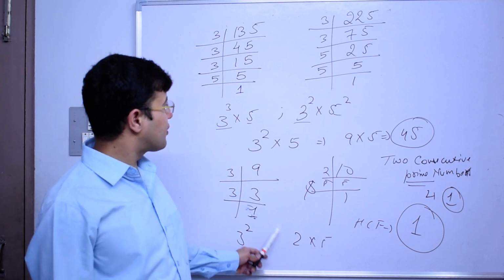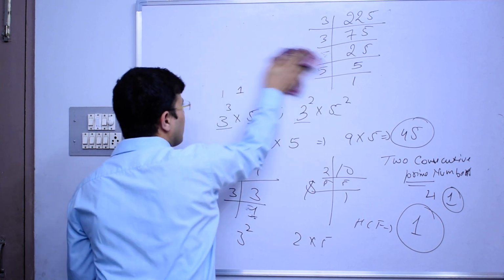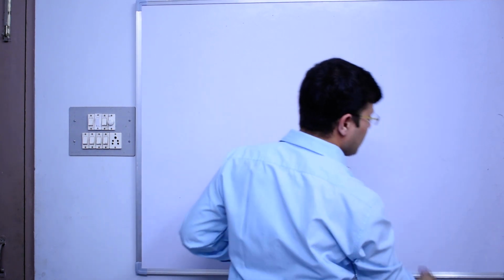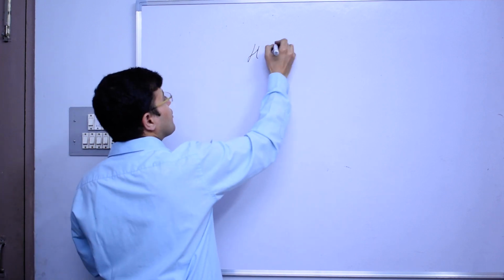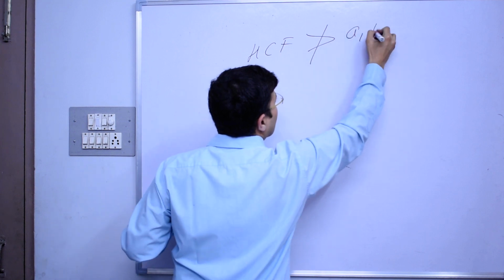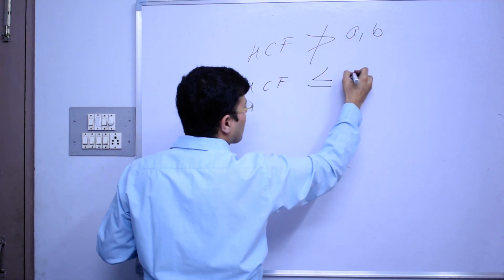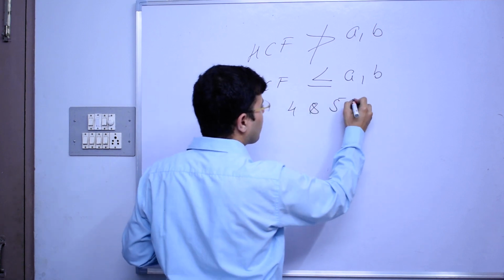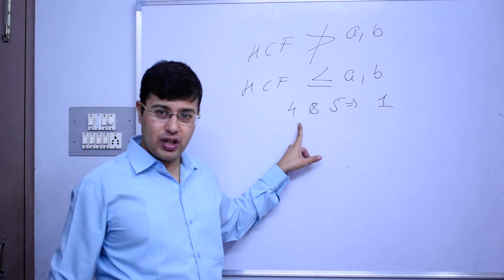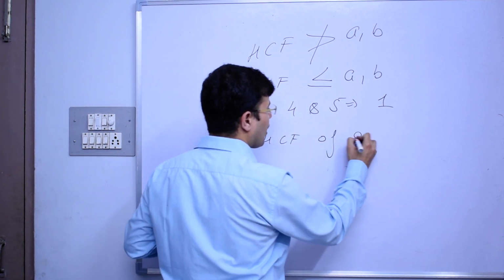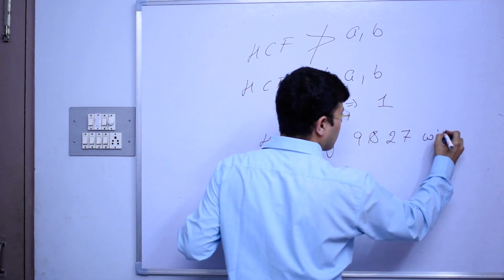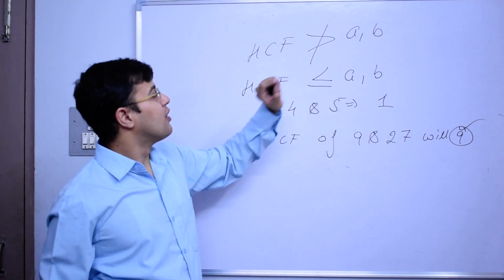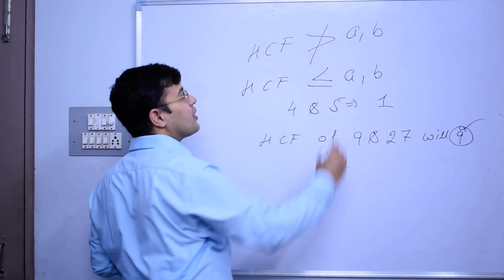Now we can rewrite the properties of HCF. Whenever you are supposed to find the HCF, how are you going to check in the examination whether the answer is correct or not? First of all, HCF can never be greater than the given values. HCF should always be less than or equal to the given values. For example, the HCF of 4 and 5 is 1, and 1 is smaller than both the given numbers. The HCF of 9 and 27 is 9 itself, because this is the largest number that divides both. So this is the case where it is equal, and it can never be greater than the given numbers.